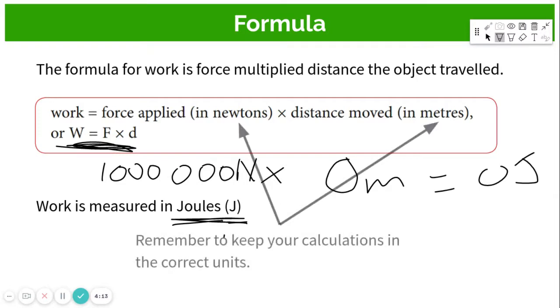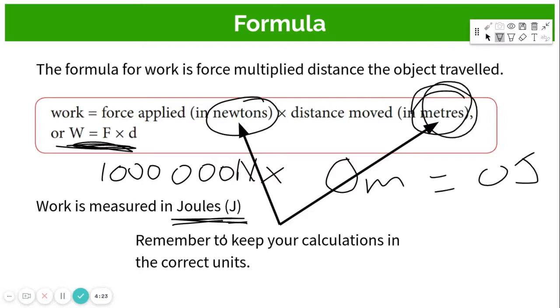There's one more thing, and that is remember to keep your calculations in the correct unit. What I mean by that is when you write a force down, it needs to be in newtons. And when you write down distance, do it in meters, not in centimeters, not in millimeters. Always convert to meters. All right, that should be everything.